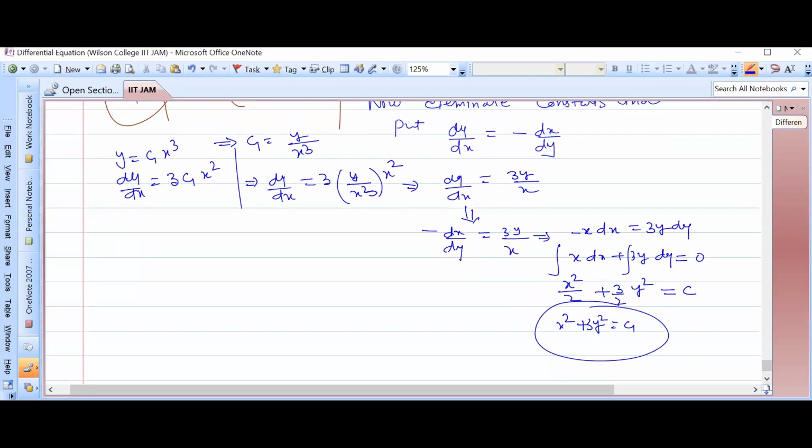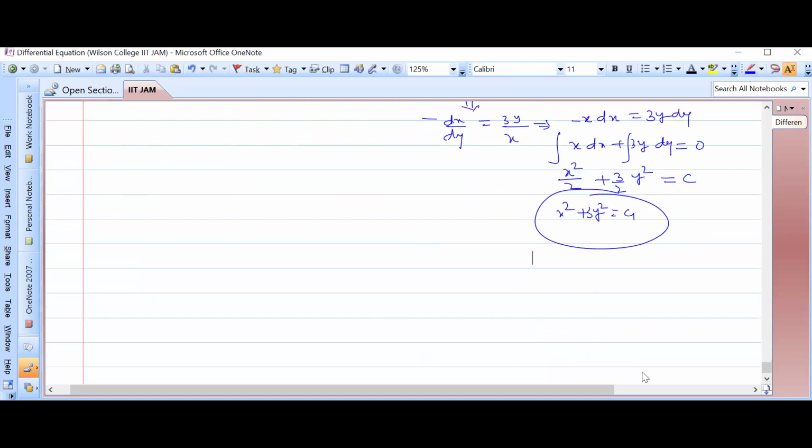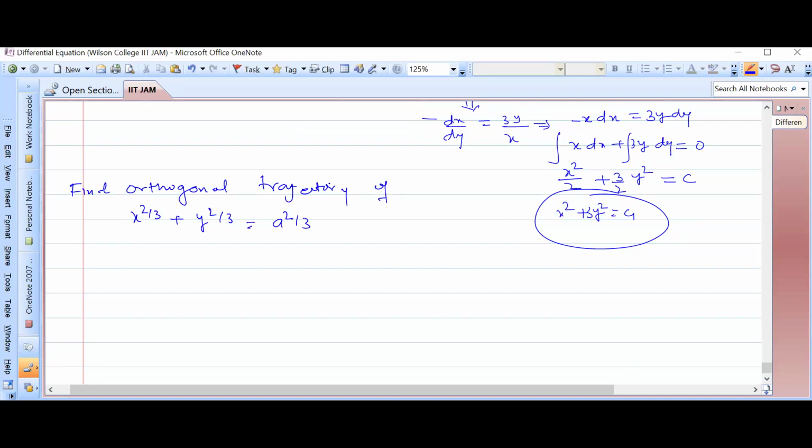Yes, sir. Yeah. So another thing I am taking: find the orthogonal trajectory of x raised to 2 by 3 plus y raised to 2 by 3 equals a raised to 2 by 3. Please try it.